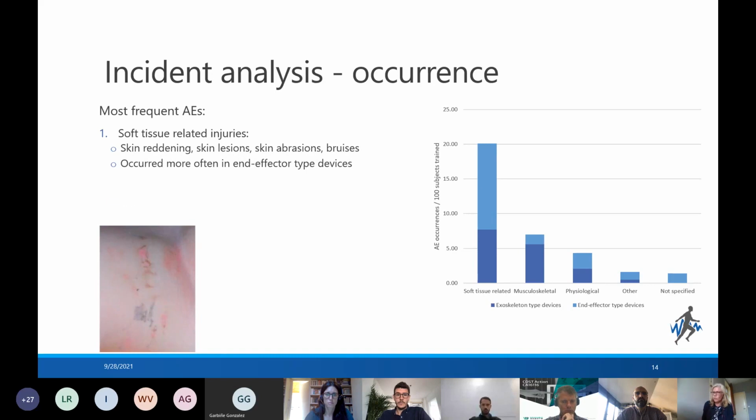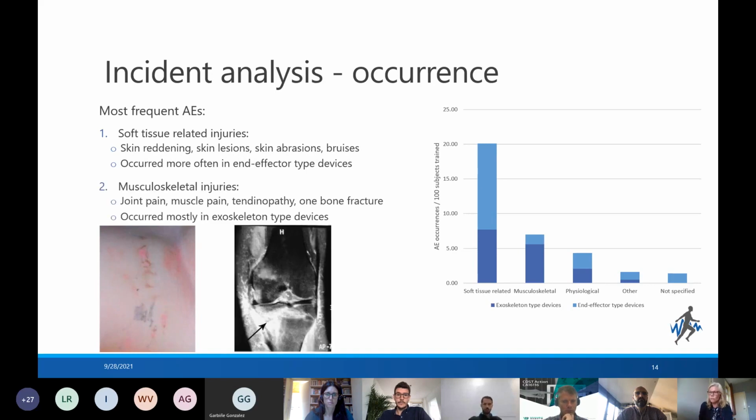And the second most frequent one was musculoskeletal injuries. So then you're talking about joint pain, muscle pain. In one case, we saw a bone fracture. So these kind of things. And we saw that occurred mostly in exoskeleton type devices. So that gives us some insight in what happens. In the next step, we also looked at the assumed causes of those.